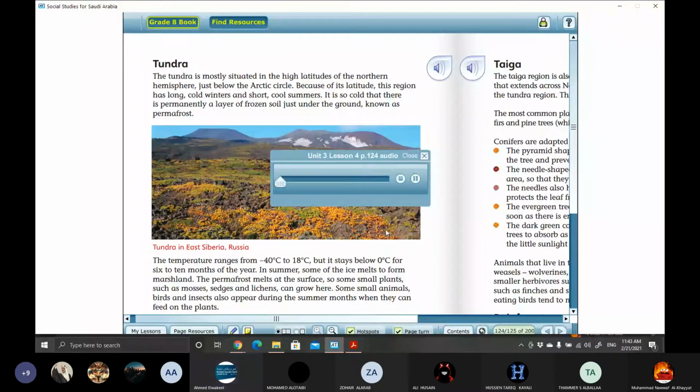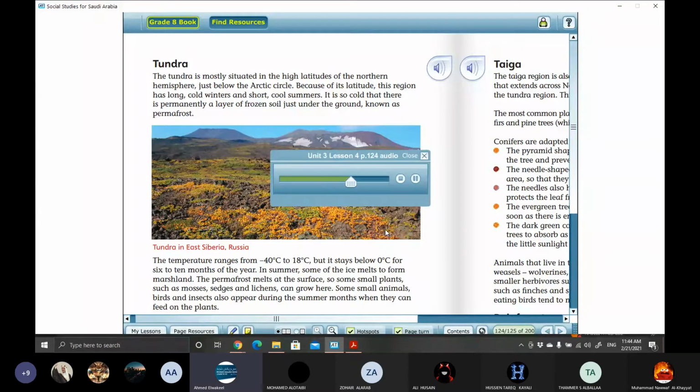So once again, the tundra. The tundra is mostly situated in the high latitudes of the northern hemisphere, just below the Arctic Circle. Because of its latitude, this region has long, cold winters and short, cool summers. It is so cold that there is permanently a layer of frozen soil just under the ground, known as permafrost. The temperature ranges from minus 40 degrees Celsius to 18 degrees Celsius, but it stays below 0 degrees Celsius for 6 to 10 months of the year.